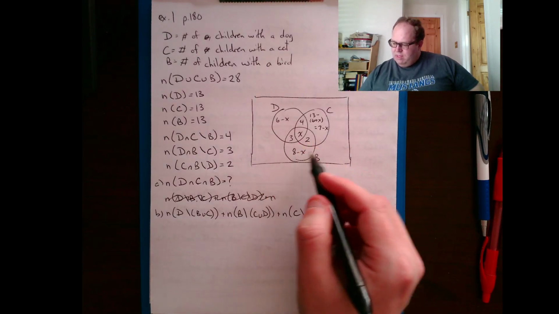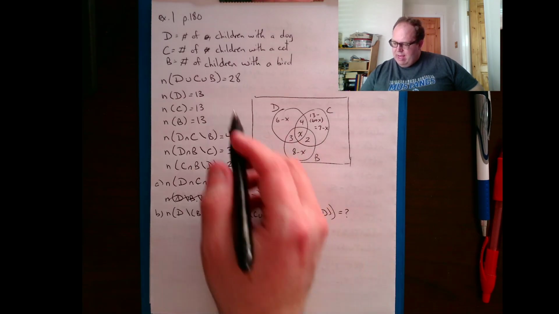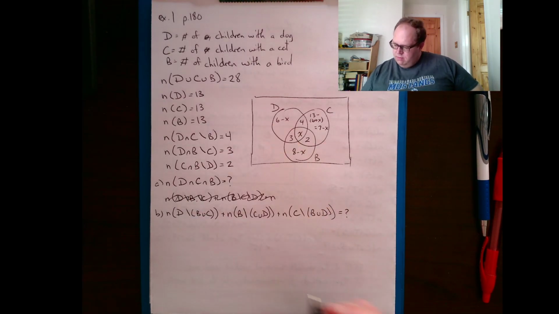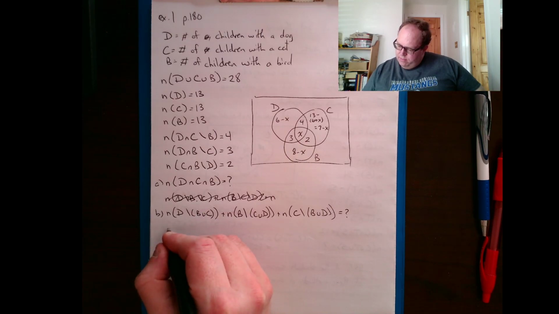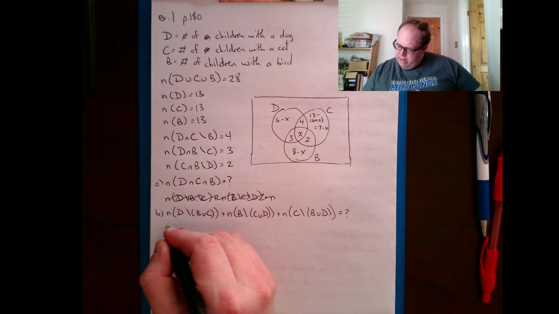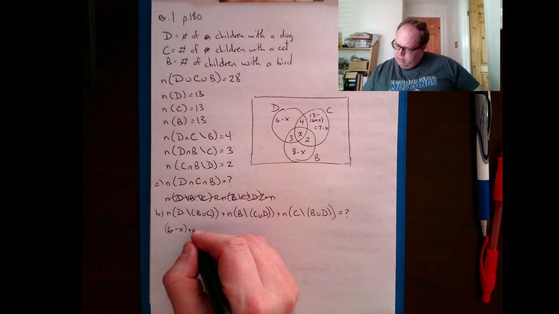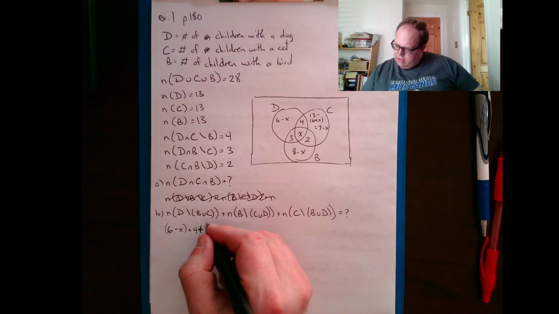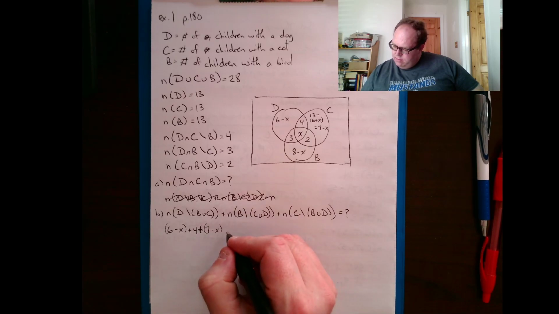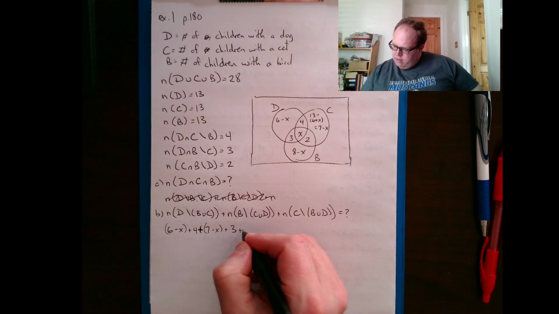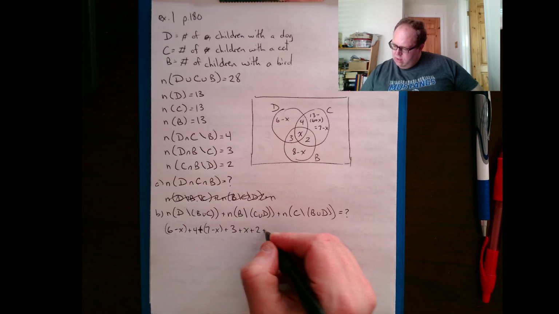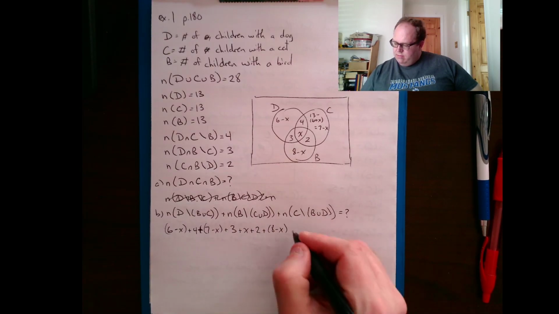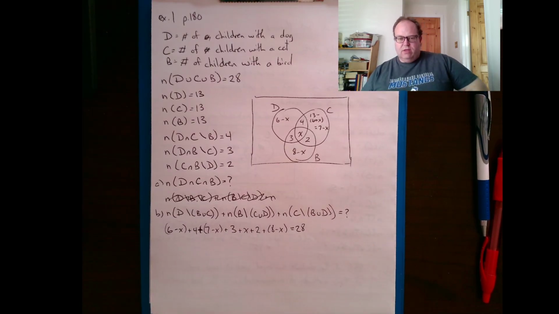Now if I put all these together, it should add up to 28. So I should end up with 6 minus X plus 4 plus 7 minus X plus 3 plus X plus 2 plus 8 minus X. That should equal 28.